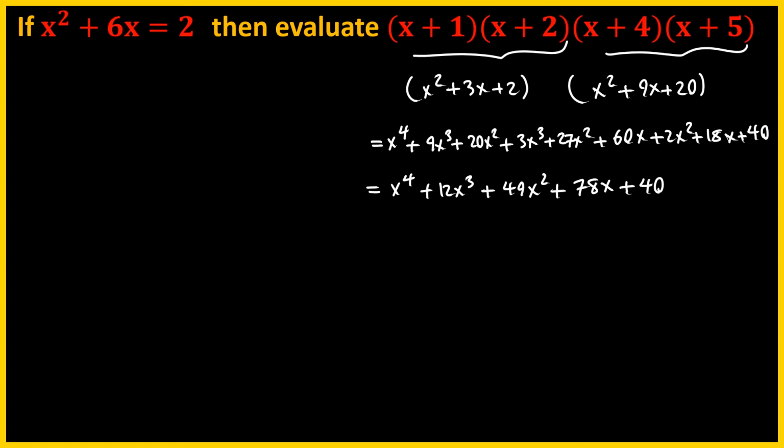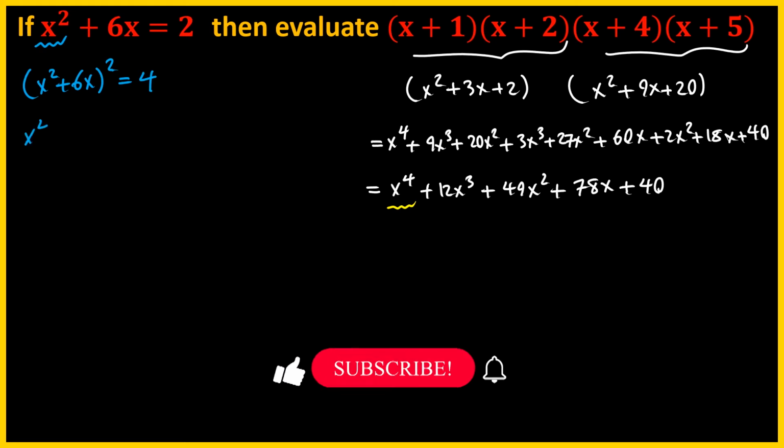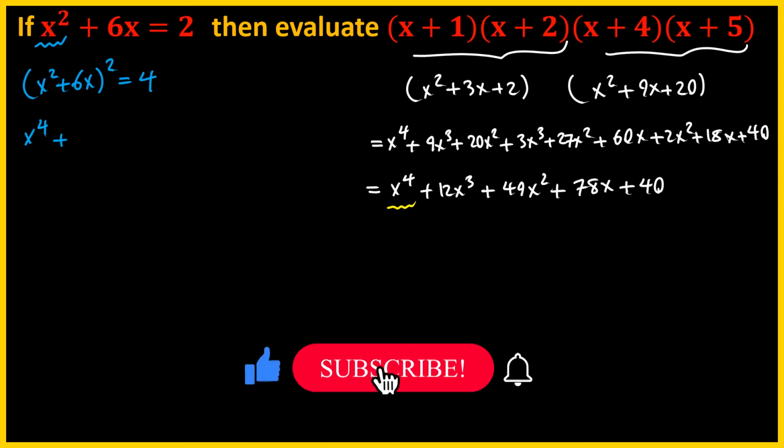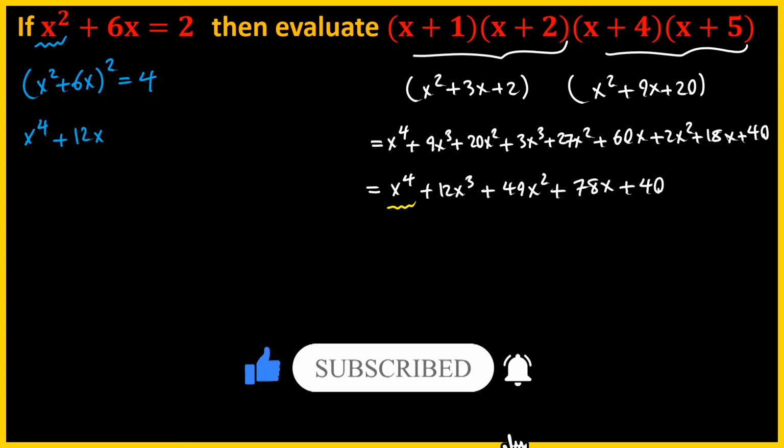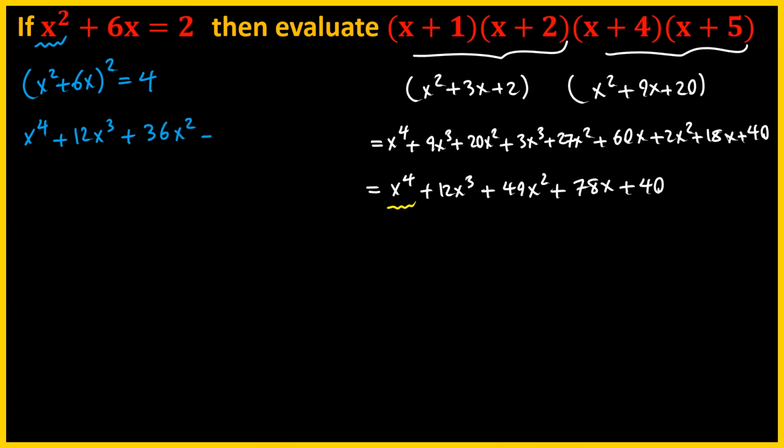And if you look at this, this expression starts with x to the fourth. And here we have x squared. So what I'm going to do is to square both sides to get x to the fourth. If I square both sides, I should get the quantity x squared plus 6x, squared, equals 2 squared, which is 4. And then if we expand the left-hand side out, we should get x to the fourth plus 2 times 6x times x squared, which is 12x cubed, plus 36x squared equals 4.